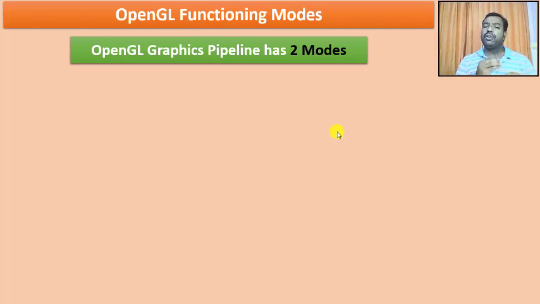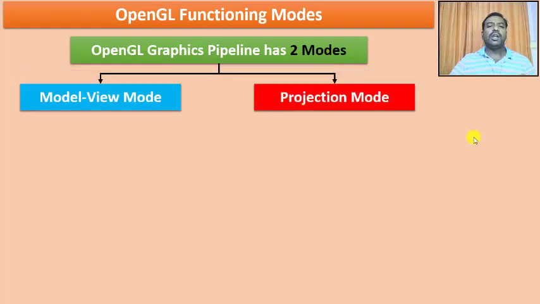Whenever you talk about any of the functions with respect to projection, with respect to viewing, you need to be in the projection mode. And whenever you talk about primitive coloring, in all that case, you should be in model view mode. That is what your graphics pipeline will always work in, these two modes. Either you will be in the model view mode or in the projection mode, and you have to switch between these two modes whenever it is necessary.